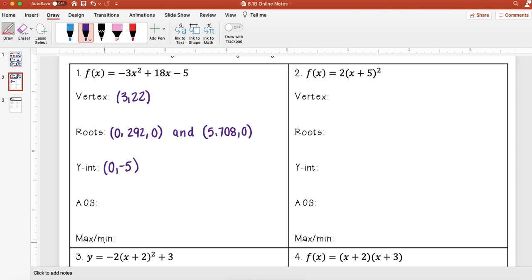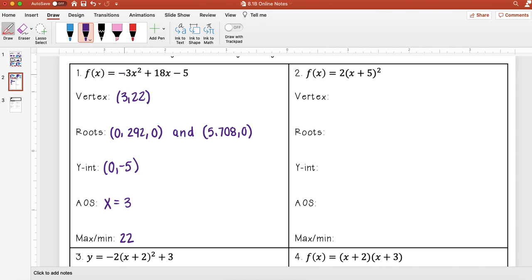Now, axis of symmetry and max/min value, I can get those both from my vertex. So remember, my axis of symmetry is always just the x value of my vertex, and so it's going to be x equals 3. It's important that you have that x equals there because the axis of symmetry is a vertical line that's cutting it in half. And so my max/min value is going to be the y value here, which is 22.